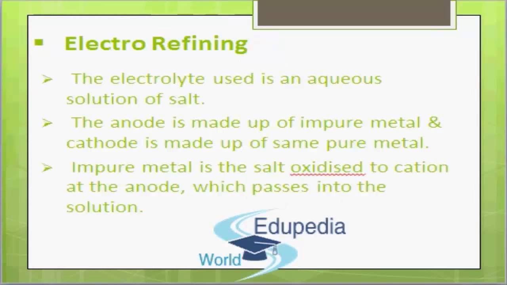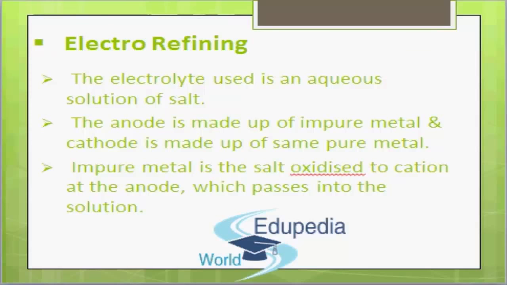Now, the next method is electro refining. This method is used in the refining of copper, silver, gold, zinc, tin, lead and aluminium. The plates of impure metal are made anode and a plate of pure form of the same metal is made cathode in an electrolytic cell. The electrolyte used is an aqueous solution of salt.